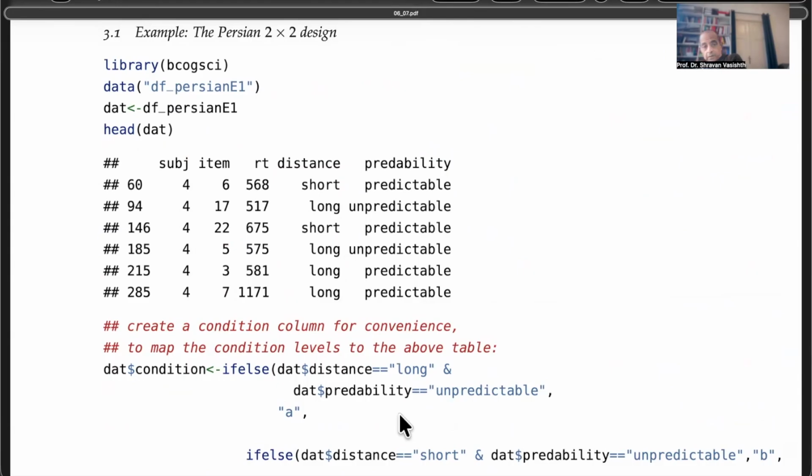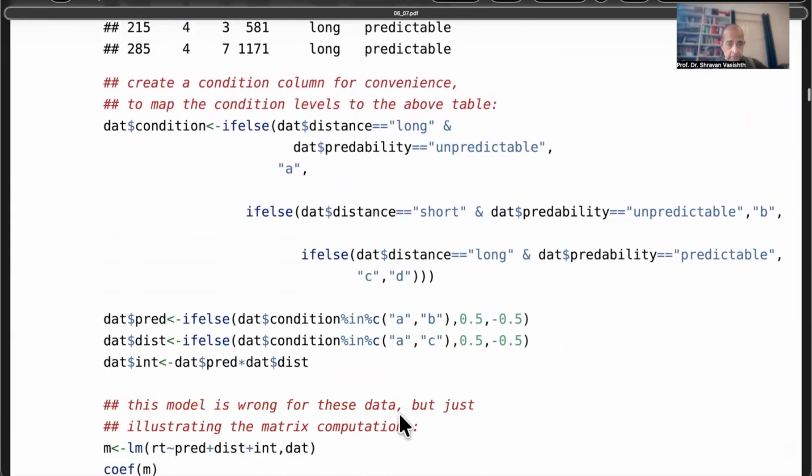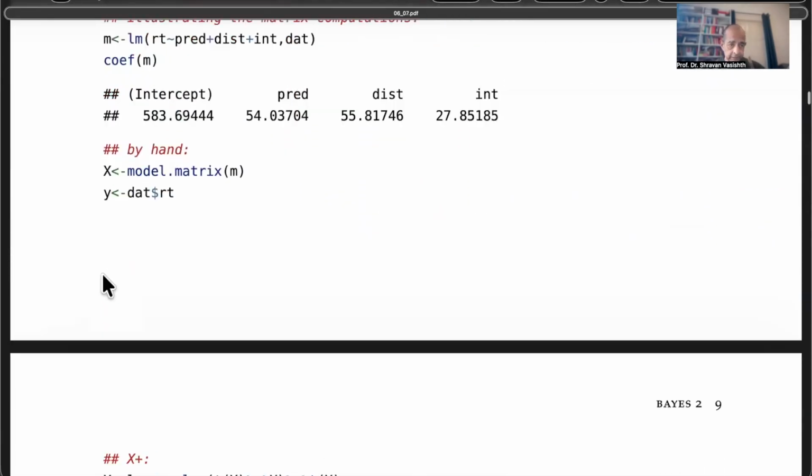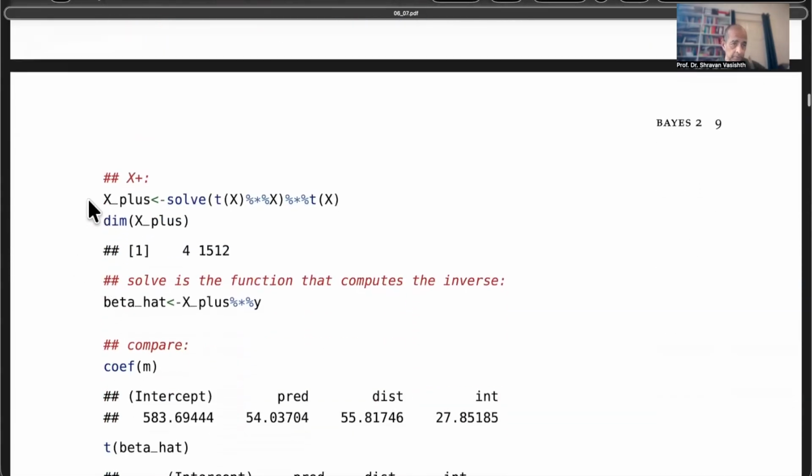Okay, so where was I? Yeah, so I'm going to do this calculation by hand. I have the capital X matrix, I have the data, and so I'm going to compute the X plus matrix. That's the generalized matrix inverse. Now solve in R will compute it for you, but I'm doing it by hand.